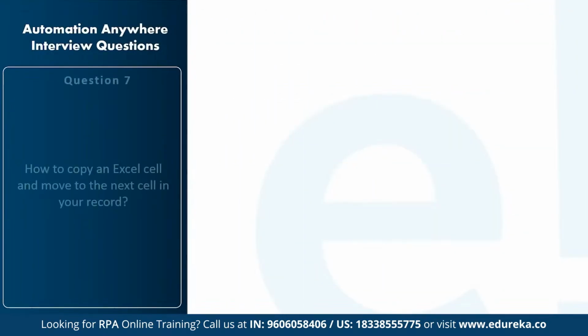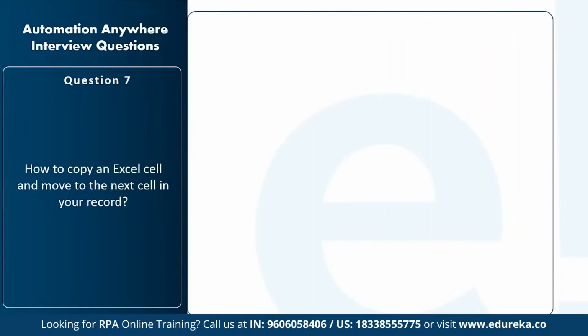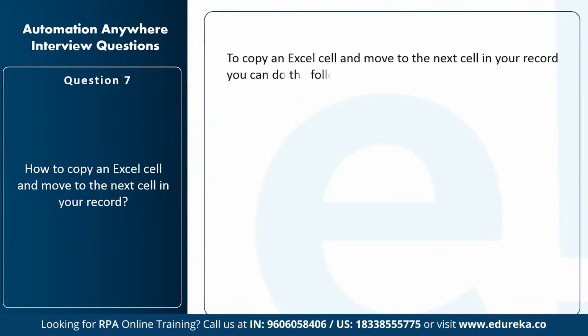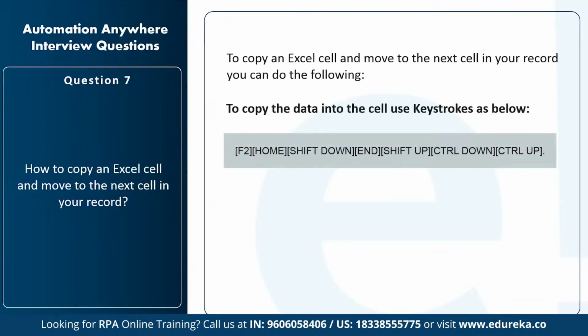Now let's move forward with our next question, that is how to copy an Excel cell and move to the next cell in your record. So to copy an Excel cell and to move to the next cell in a record, you can first copy the data into the cell using the keystrokes as you can see on my screen, that is F2, Home, Shift Down, End, Shift Up, Control Down, Control Up.